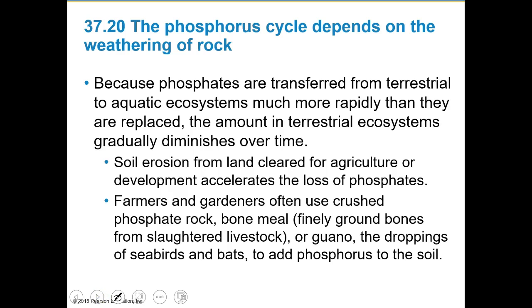Because phosphates are transferred from terrestrial to aquatic ecosystems much more rapidly than they're replaced, the amount of phosphate in terrestrial ecosystems gradually diminishes over time. So soil erosion of land cleared for agriculture development accumulates a loss of phosphates. And farmers and gardeners have often used crushed phosphate rock or bone meal, finely ground bones from slaughtered livestock, or bat guano, or droppings of seabirds. They add phosphorus to the soil, so we have to kind of get it from somewhere else.